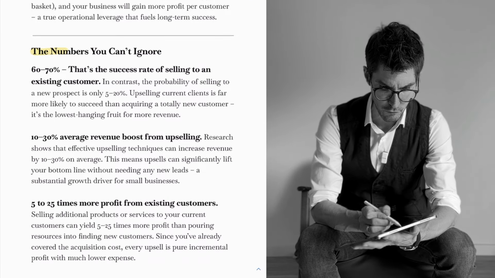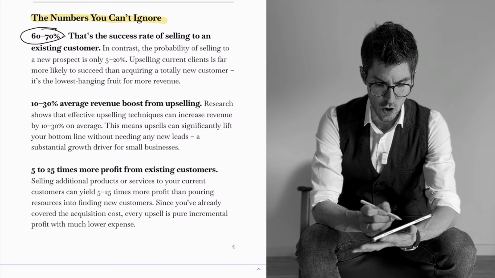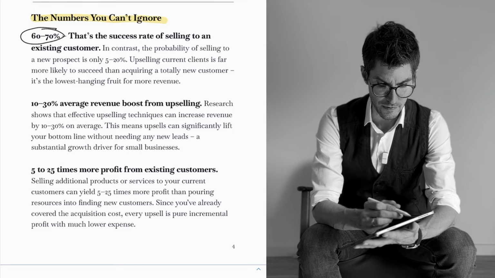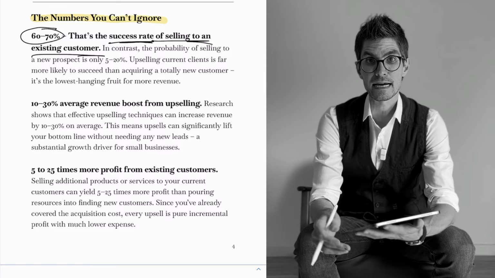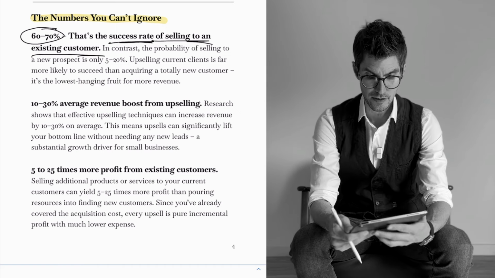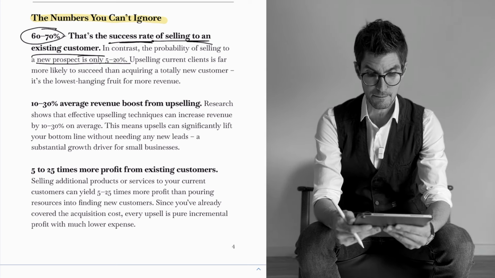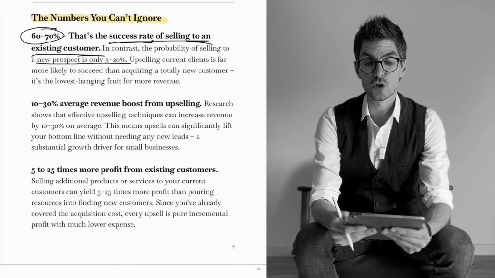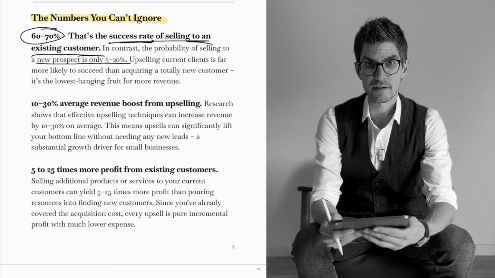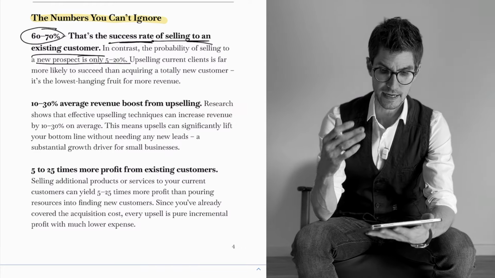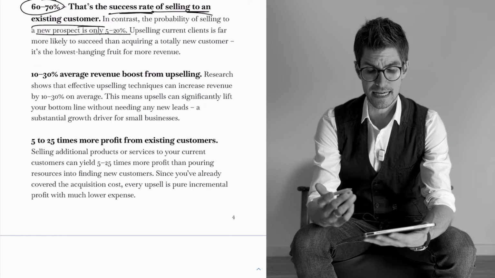But first, for those who need the numbers, 60 to 70% of people, that's basically the success rate of selling to an existing customer. If you are selling to a new prospect, it's a 5 to 20% success rate. So the success is much higher. Why? Because you've built the trust. They already know you. They've experienced your service and your product.